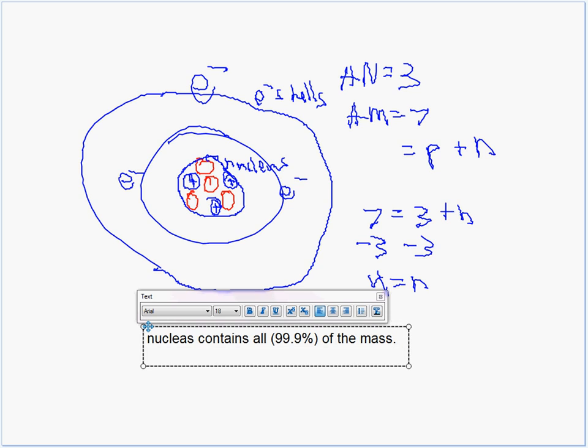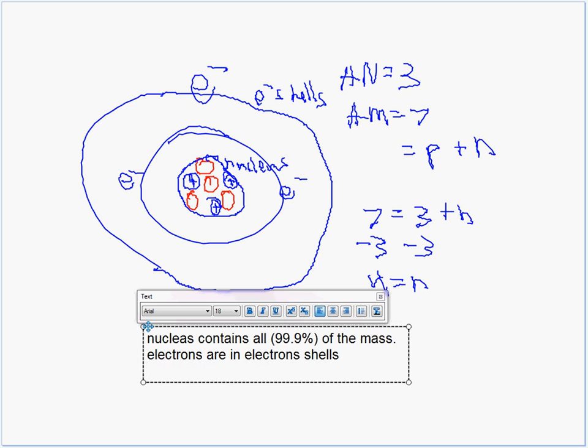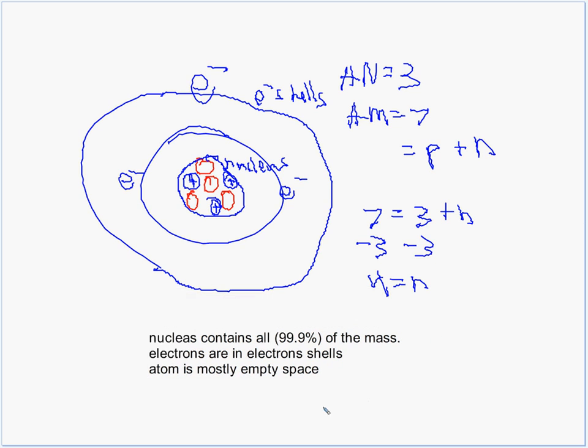Of the mass. Electrons are in electron shells. And then I'm already remembering some of the experiments. Rutherford's, we're going to talk about that next. But the atom is mostly empty space. Okay, I think that's the basics.